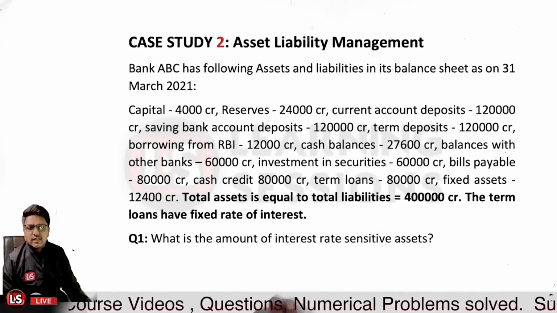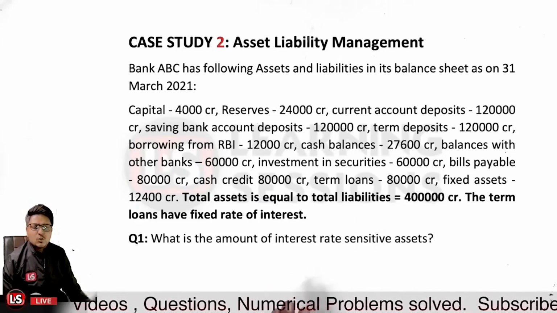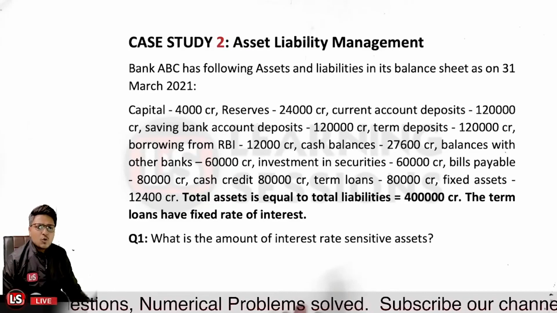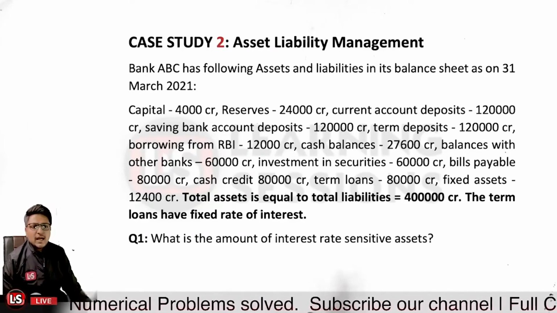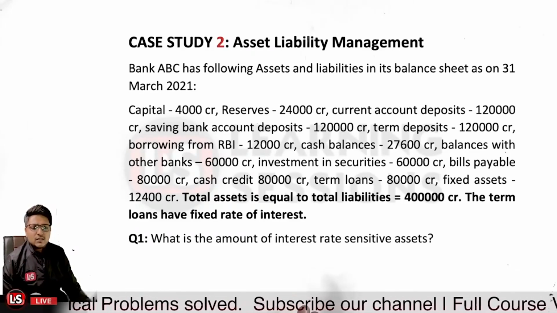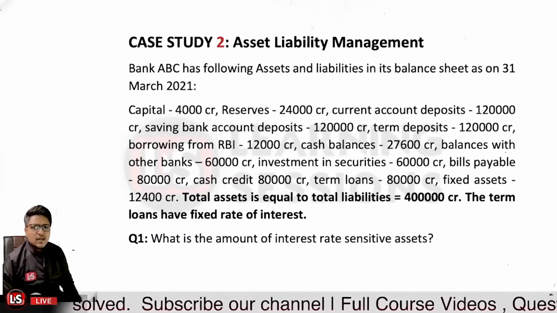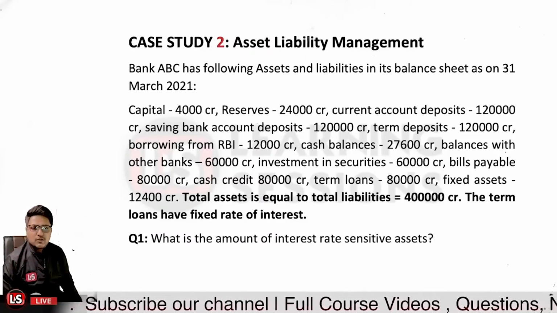And further it is given that total assets is equal to total liabilities and is equal to 4 lakh crore. And further it is said over there that the term loans have a fixed rate of interest. It is mentioned that the term loans are having the fixed rate of interest.